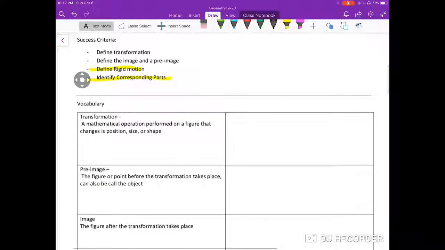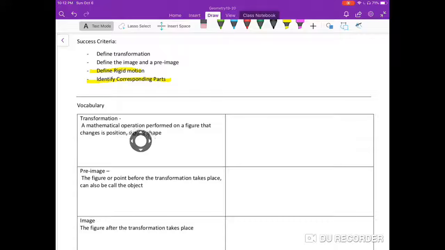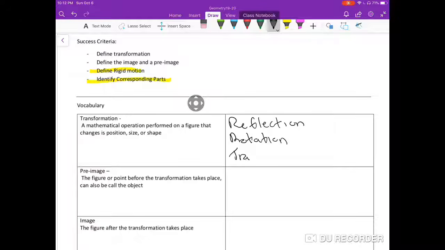All right, so a transformation is a mathematical operation performed on a figure that changes its position, size, or shape. So we're going to learn about 4 of them. It's going to be reflection, rotation, translation, and dilation. Those are the 4 different transformations that we're going to talk about. Dilations is going to come up in a later unit, but these are the big 3 that we're going to learn about in this unit. All right, so let's just get to the next word here.